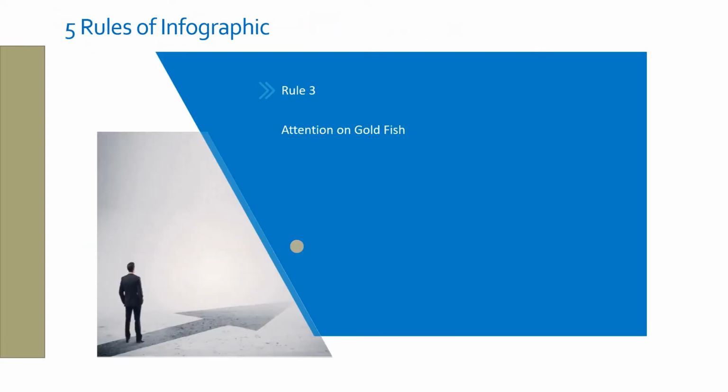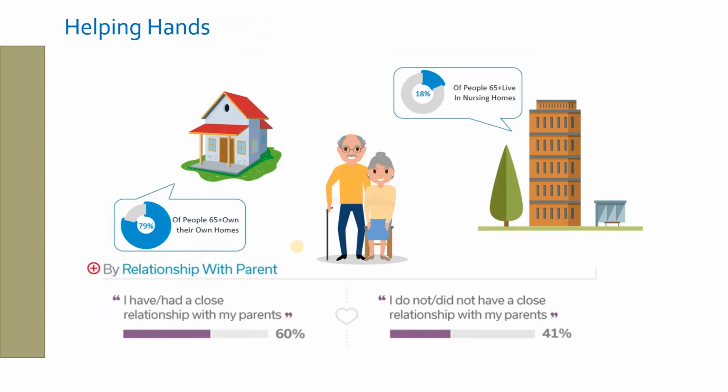Coming to the next, rule 3: attention on the goldfish. So what is a goldfish? Goldfish means something particular you are looking for. You can see this slide is about helping hands, and it is related to the relationship with parents.